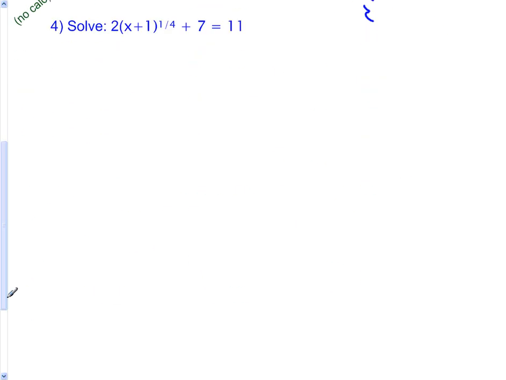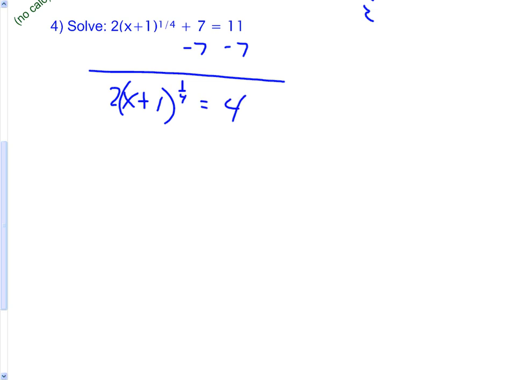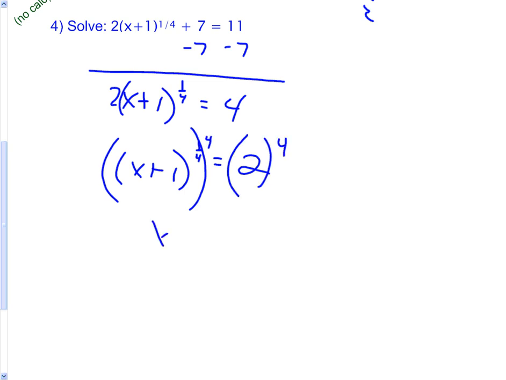What should I do first? Subtract 7. 2x plus 1 to the 1/4 equals 4. What should I do next? Divide by 2. X plus 1 to the 1/4 equals 2. What should I do next? Put it to the 4th. X plus 1 equals 16. What should I do next?